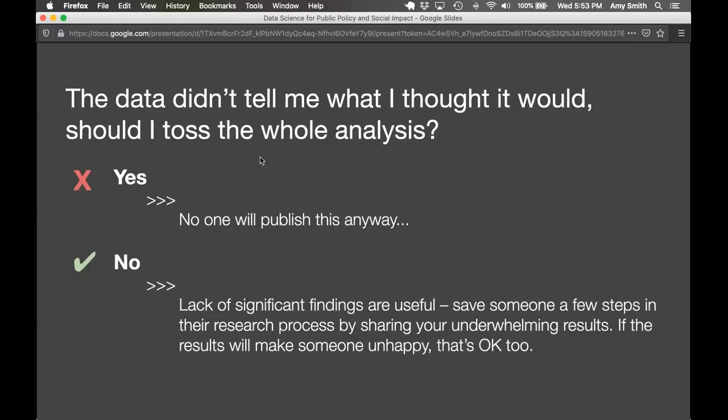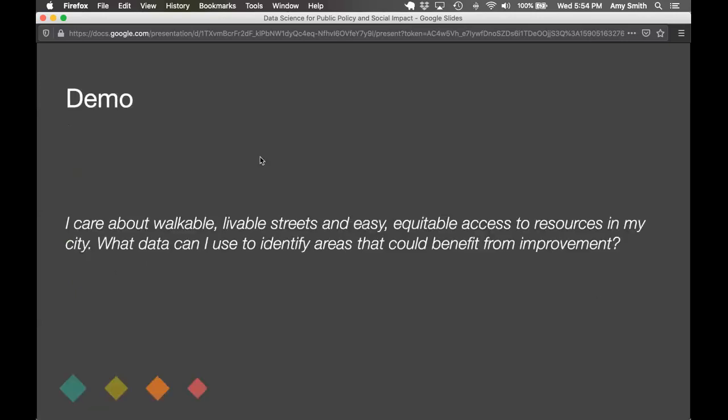Okay, so now you've done your analysis and it didn't tell you what you thought it would. Should you toss it out? I would argue no. And that's because even findings that aren't significant matter, and they really add to our understanding of an issue and can save other researchers valuable time. So definitely don't toss them out. And if you're worried that the results will make your boss unhappy, that's okay too. The truth is much more important.